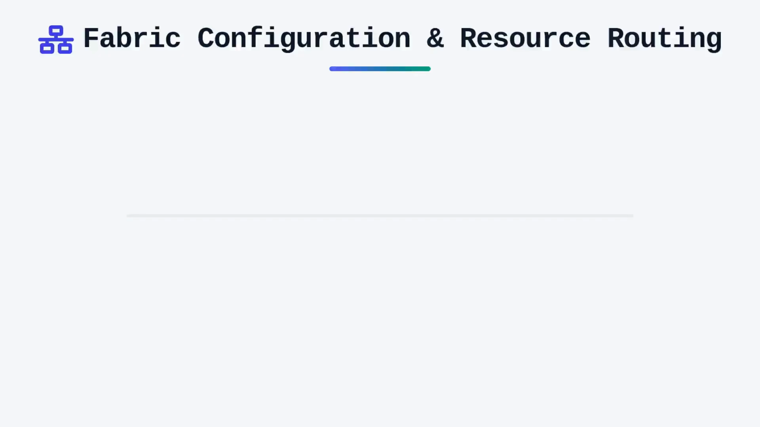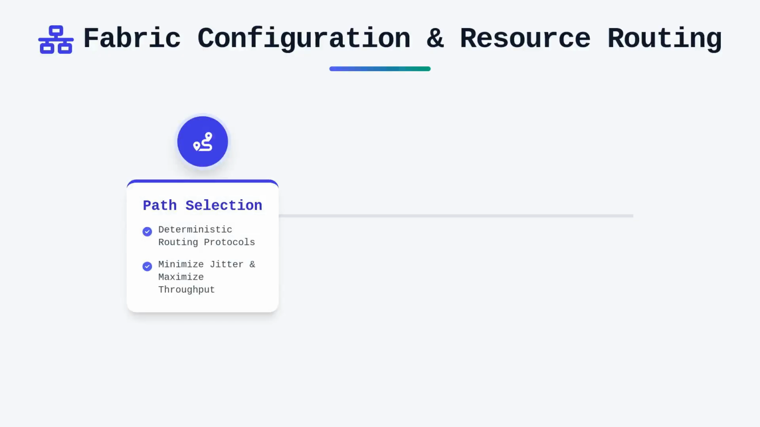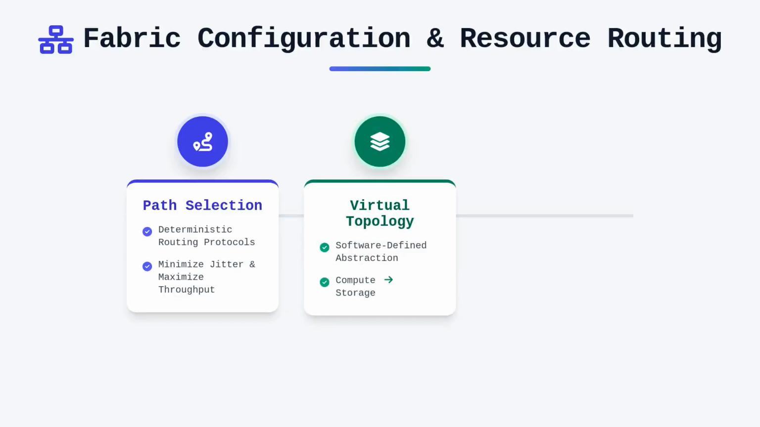One of the foundational aspects of fabric configuration involves understanding how resource algorithms determine path selection across the internal switching architecture. When traffic moves from a compute node to a storage resource, the fabric must rely on deterministic routing protocols that minimize jitter and maximize throughput across heterogeneous links.